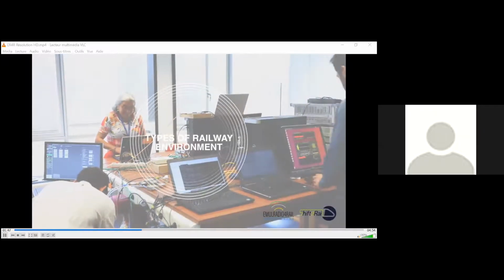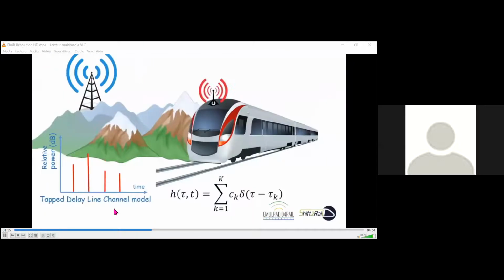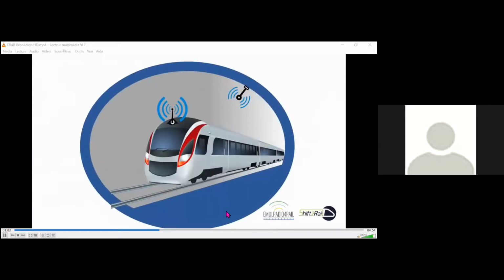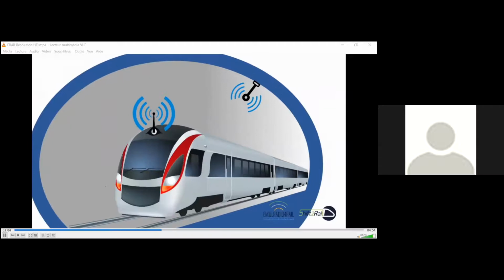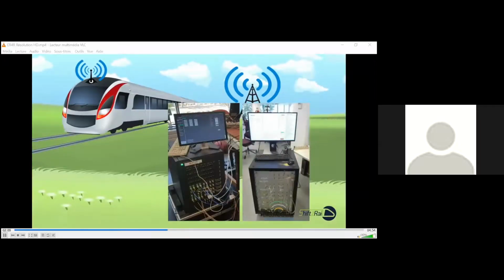The radio railway environments are very different, and the waves behave differently. This behavior should be taken into account for the system development. Mathematical channel models are obtained thanks to measurements along the track and are able to reproduce the statistical behavior of the channel. They are then implemented in a specific device called a channel emulator.